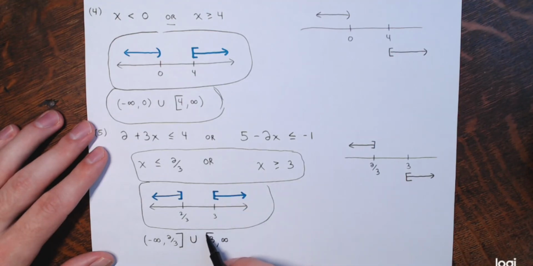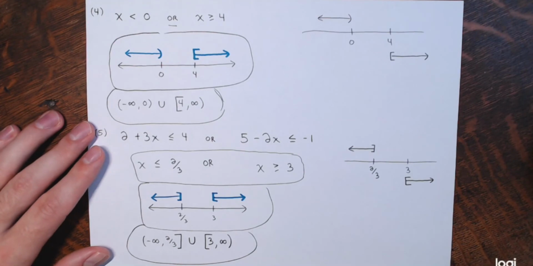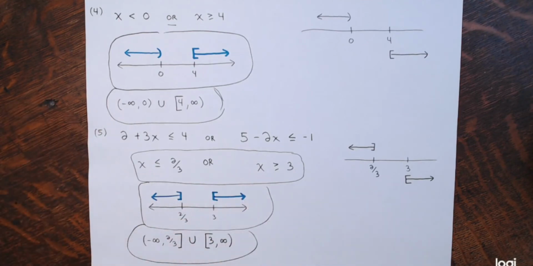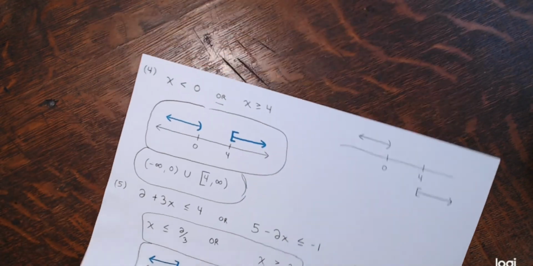Bracket on the 3, parentheses on the infinity. Right? There's your interval notation for this solution set. Okay, so hopefully so far so good. Right. Next example, pretty similar.